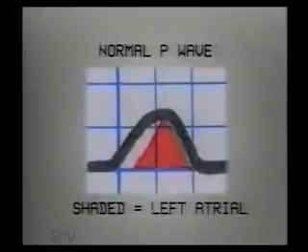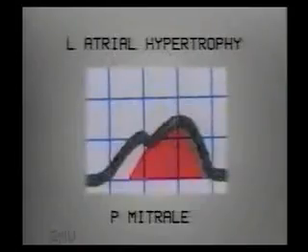The SA node starts the depolarization in the right atrium. So the initial part is contributed by the right atrium, and the later part of the P wave, shaded in the diagram, is contributed by the left atrium. In left atrial hypertrophy, the second component is delayed and prominent. So we get a wide and notched P wave which is wider than 2.5 small squares.